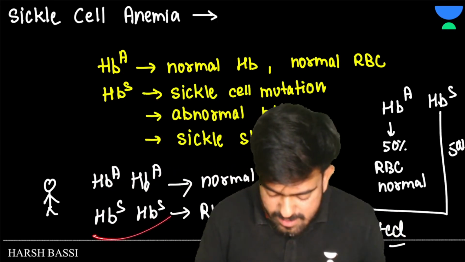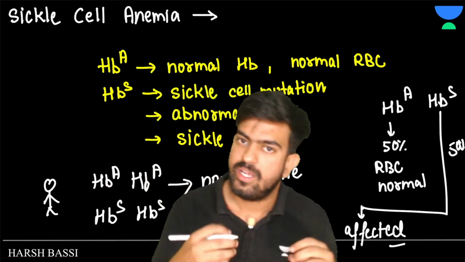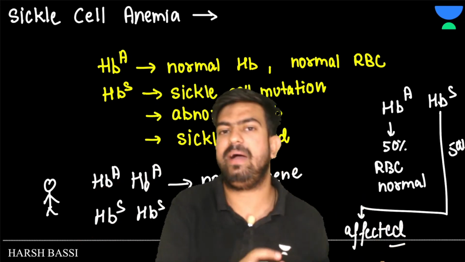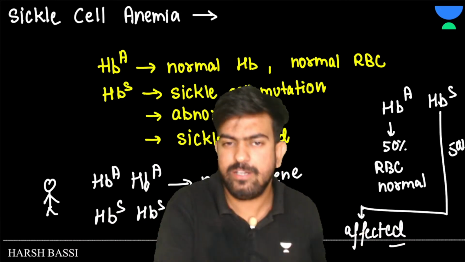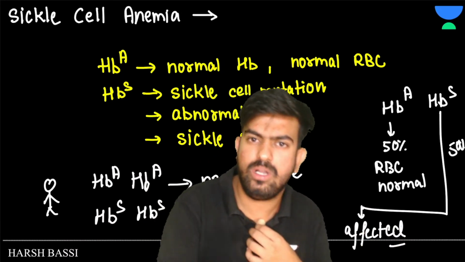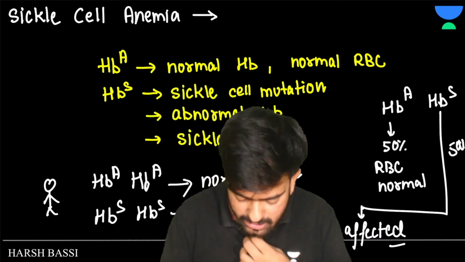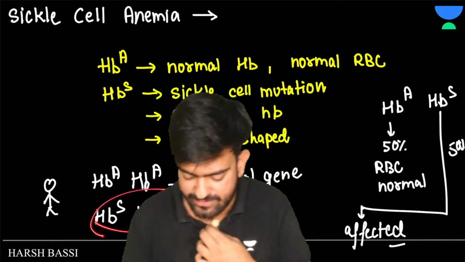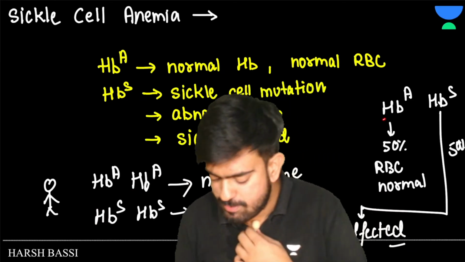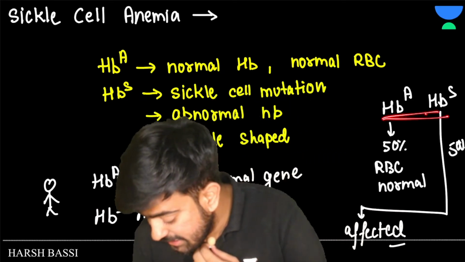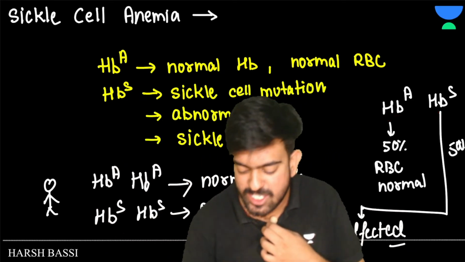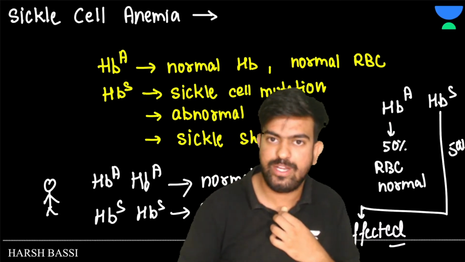But if there will be HbS and HbS, it will happen just after birth, or the baby will be born dead. So in this case, there is no chance of survival. But in this case, which is HbA and HbS, yes, exactly, carrier. HbA and HbS, what is going to happen?